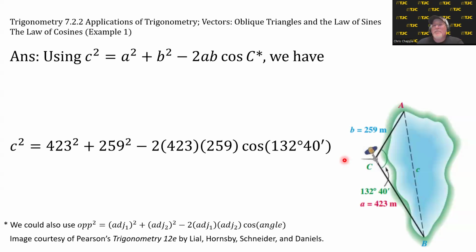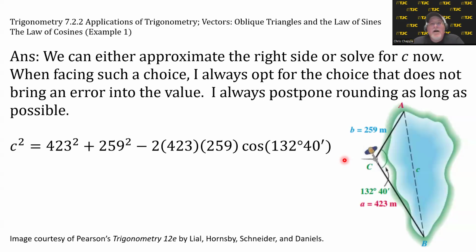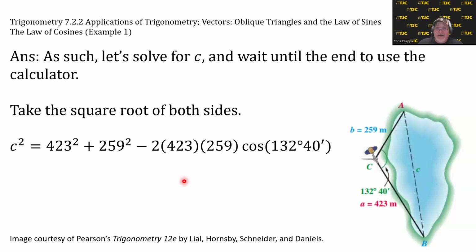Now, at this point, a lot of people want to start using their calculator, and honestly, that's okay. But if you write down a rounded value and then use it subsequently, your answer is going to be more off than you would want it to be sometimes. So when it's a choice between approximating or solving for a variable, I will always solve first because that choice does not bring error into the value. So in other words, I'm going to go ahead and square root both sides to meet the objective of getting C by itself, and then use a calculator at the end.